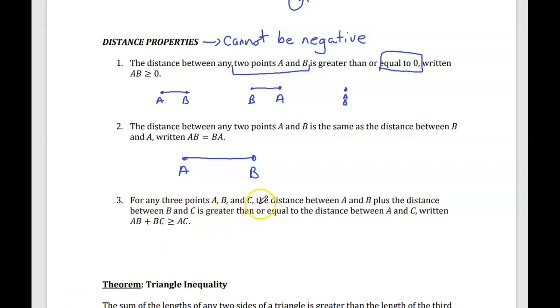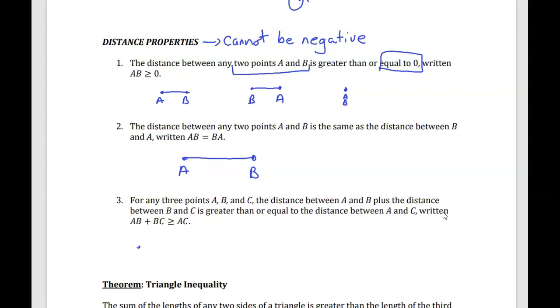For any 3 points, A, B, and C, the distance between A and B plus the distance between B and C is greater than or equal to the distance between A and C. Written: the distance between A and B plus B and C is greater than or equal to AC.